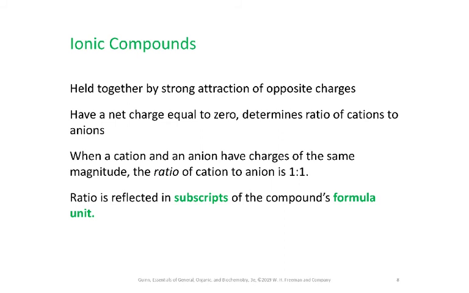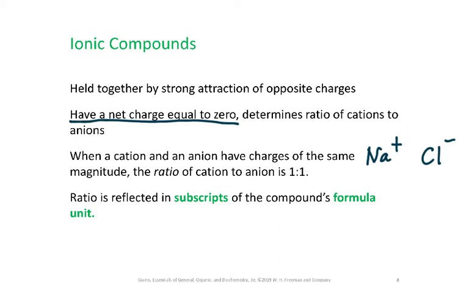So here's some of this all again. Ionic compounds are held together by strong attraction of opposite charges. They importantly have a net charge equal to 0, right? Compounds are neutral. All compounds are neutral. So the pluses and the minuses of the compound cancel out. And this helps us to determine the ratio of cations to anions. When a cation, positive charge, and an anion, negative charge, have charges of the same magnitude, the ratio of cation to anion is 1-to-1, like sodium chloride. For every Na plus, there's one Cl minus.